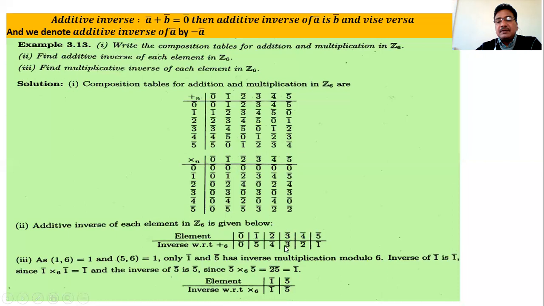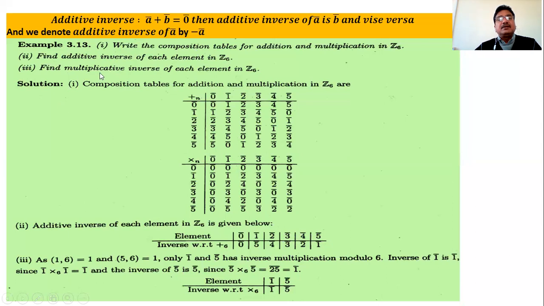So 3 bar additive inverse of 3 bar is 3 bar. Additive inverse of 4 bar is 2 bar. Additive inverse of 5 bar is 1 bar. So these are the definitions of additive inverse and multiplicative inverse. The multiplicative inverse is also called just the inverse of the element. Inverse of the element means multiplicative inverse, and the additive inverse means the additive inverse.